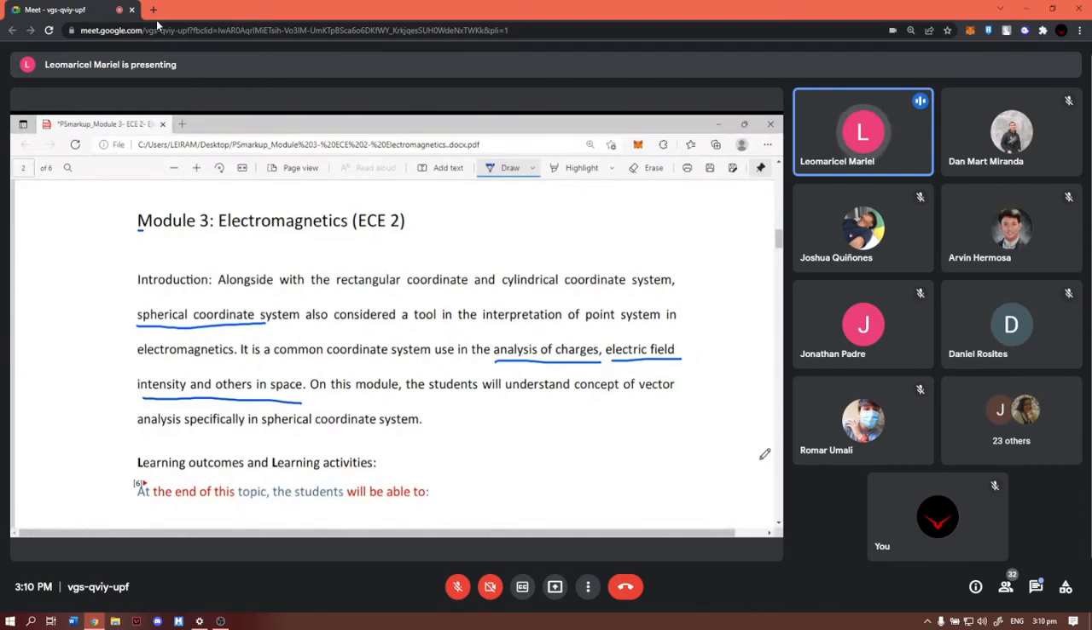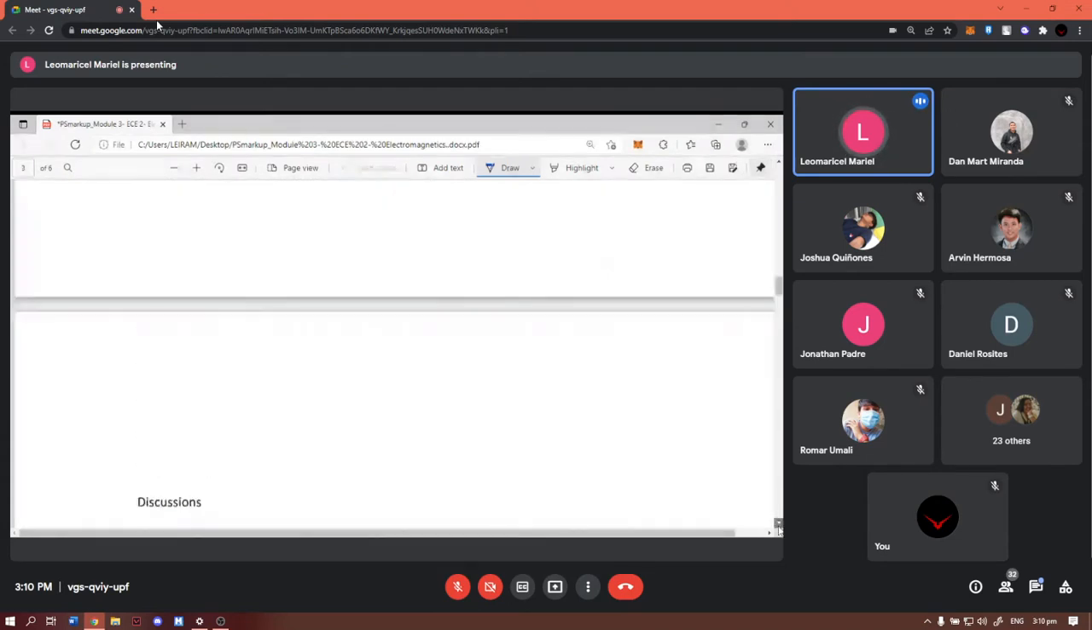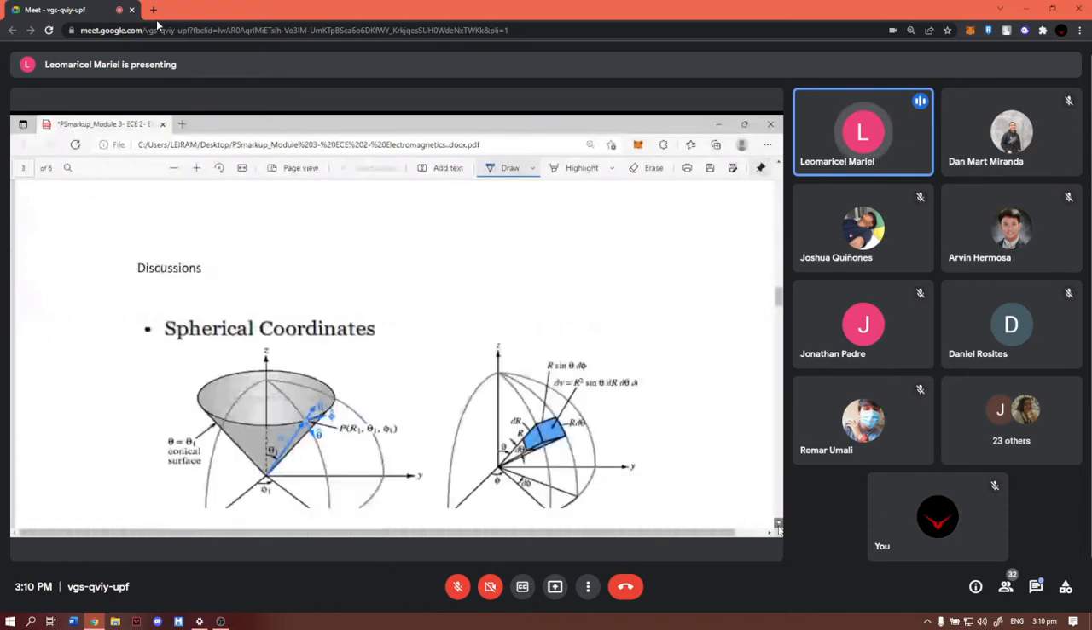Okay, so on this particular module, the student will understand the concept of vector analysis in spherical coordinate system. Okay, so ito na yung pangatlo na gagamitin natin. Then after this will be the calculation of all the coordinate axes. Okay, so madali lang ito, same with the cylindrical.